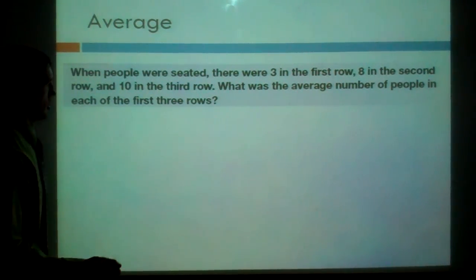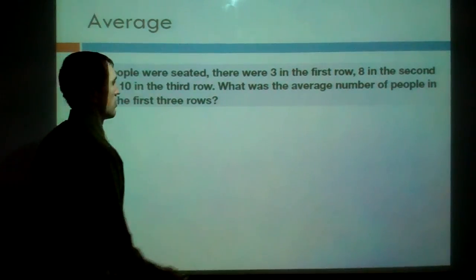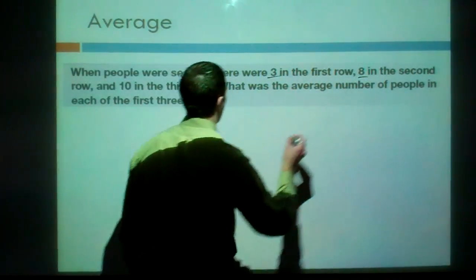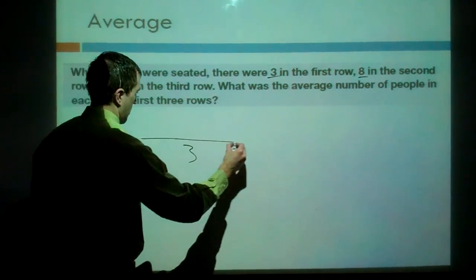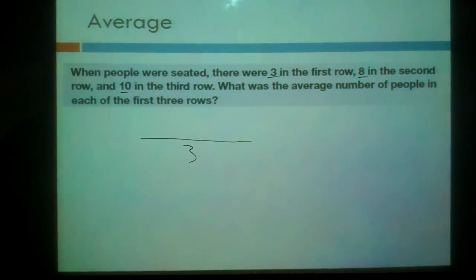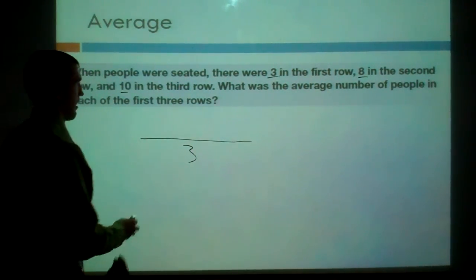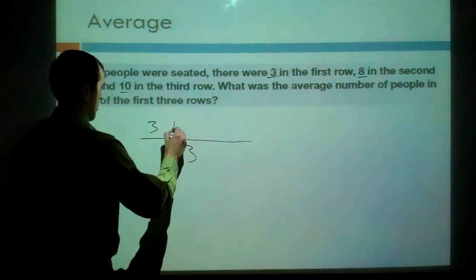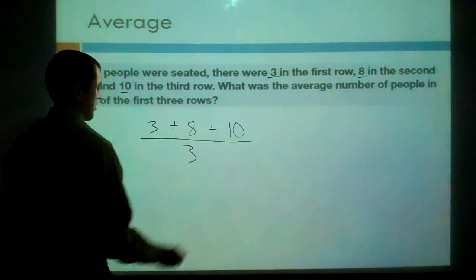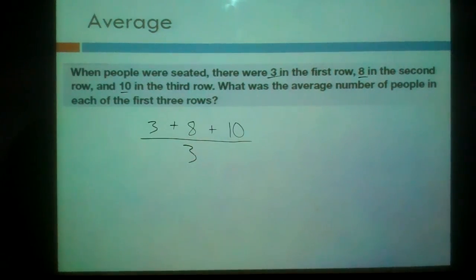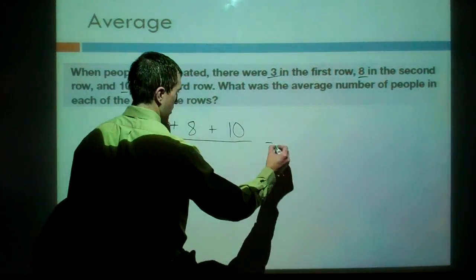Alright, so how many numbers do we have? We have 3. 1, 2, 3. That's going to go on the bottom. That's how many numbers we have. And then remember, we're going to sum or add up the 3 numbers that we have. 3 plus 8 plus 10. Alright? So, let's just go across here.